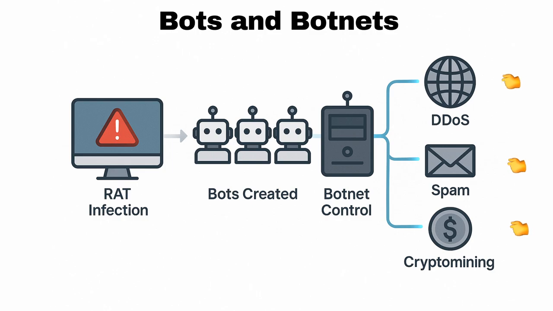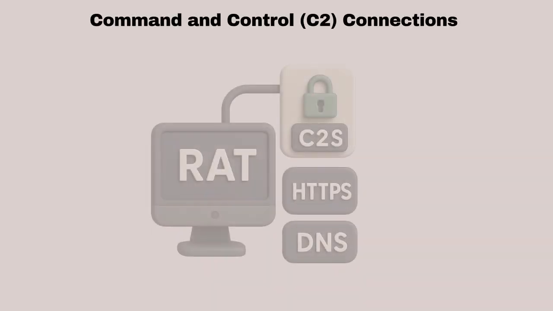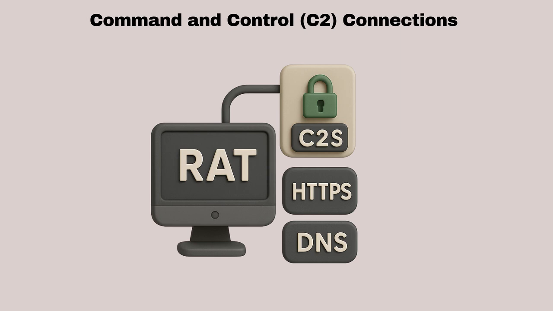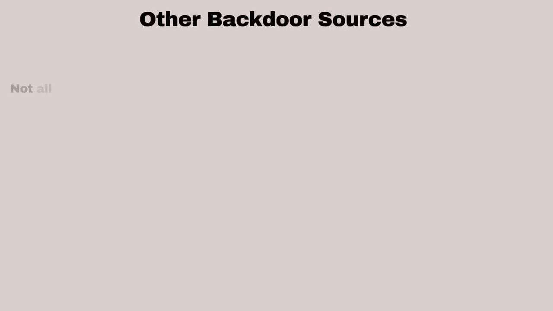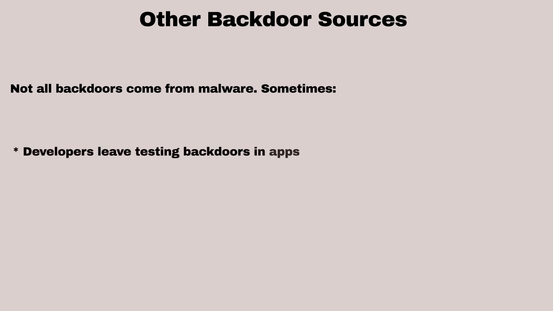And then you have your command and control connections. RATs need a way to communicate back to their controllers, the C2 servers. They often hide these in HTTPS or DNS traffic. And there are other backdoor sources. Not all backdoors come from malware. Sometimes developers leave testing backdoors in apps. And sometimes it's misconfigurations that allow for unintended access.